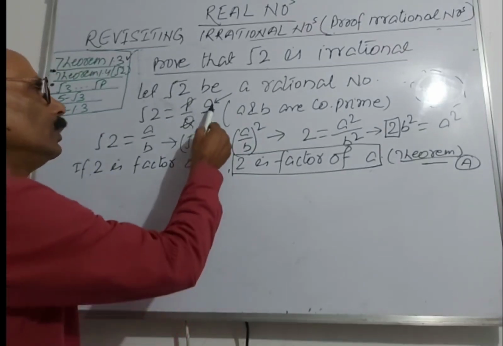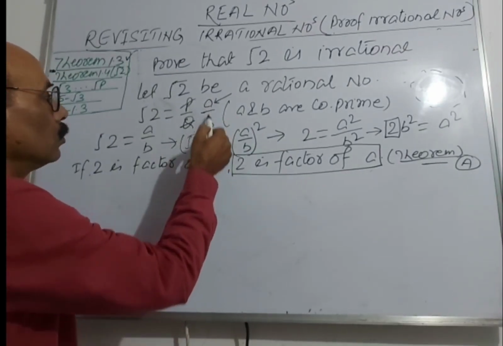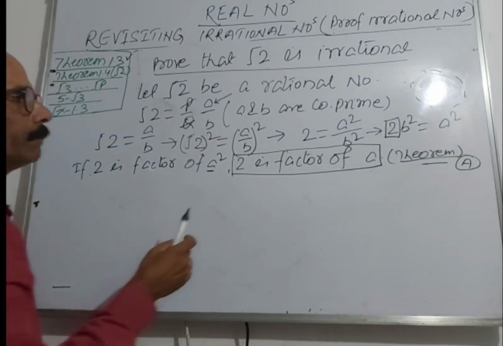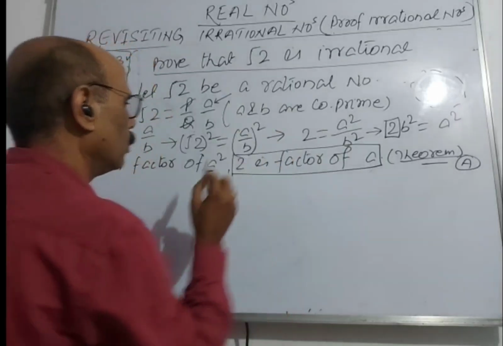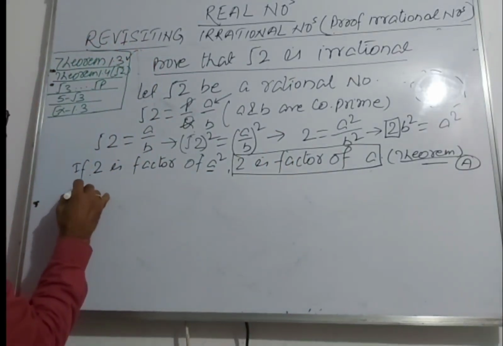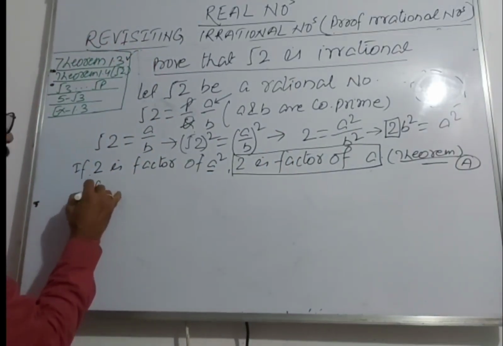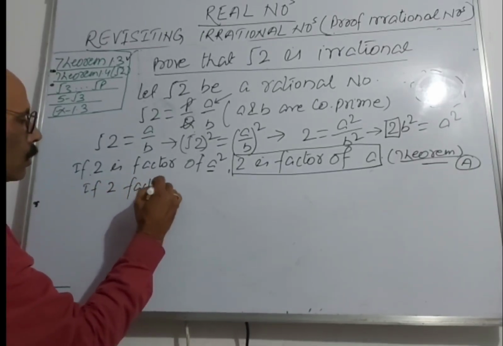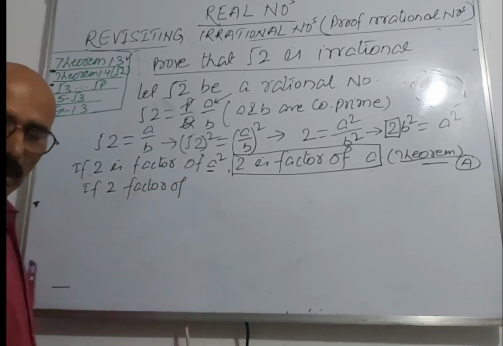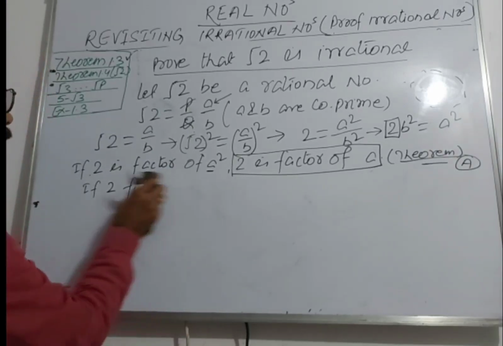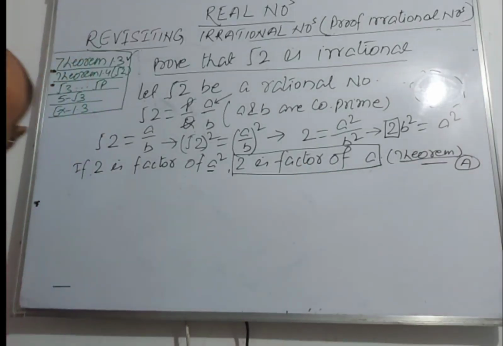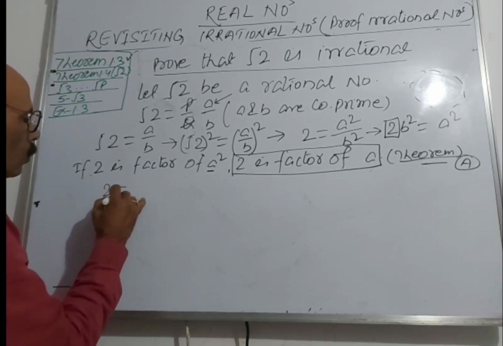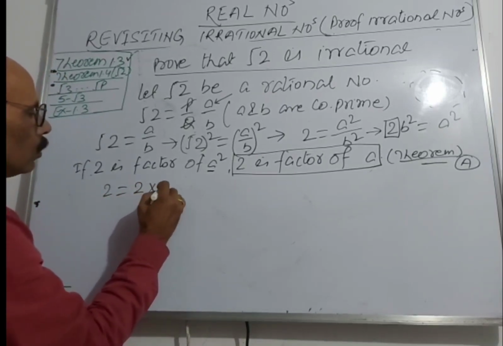If we are able to prove p is a factor of b also, then these two numbers will not be co-prime. We will do that. Here, if 2 is a factor of a square, no need to write again and again. By this equation, 2 is a factor of a square, so we can write a square equal to 2 into c.